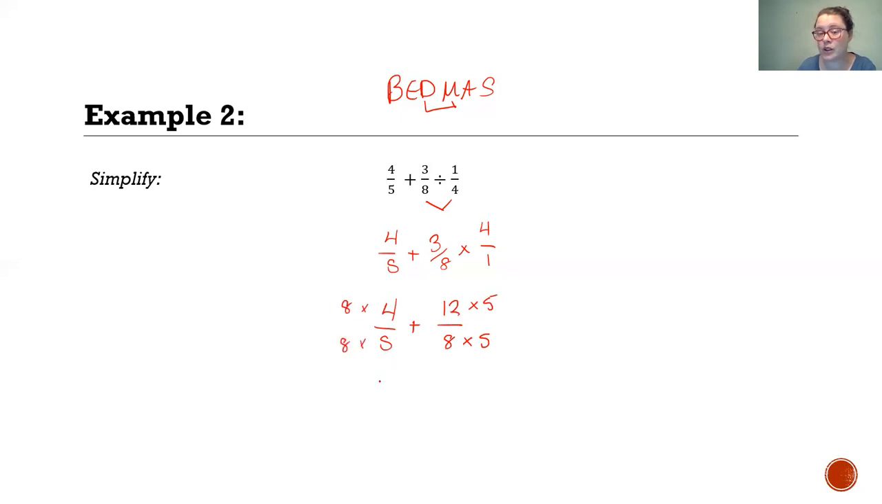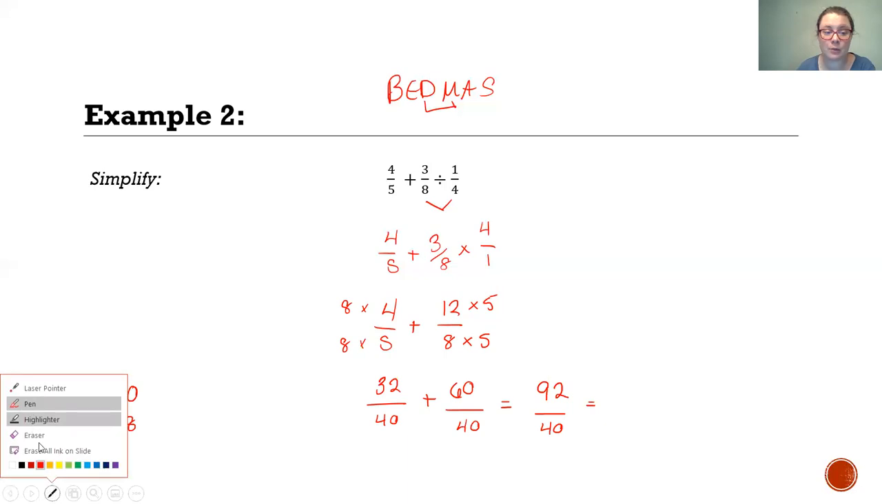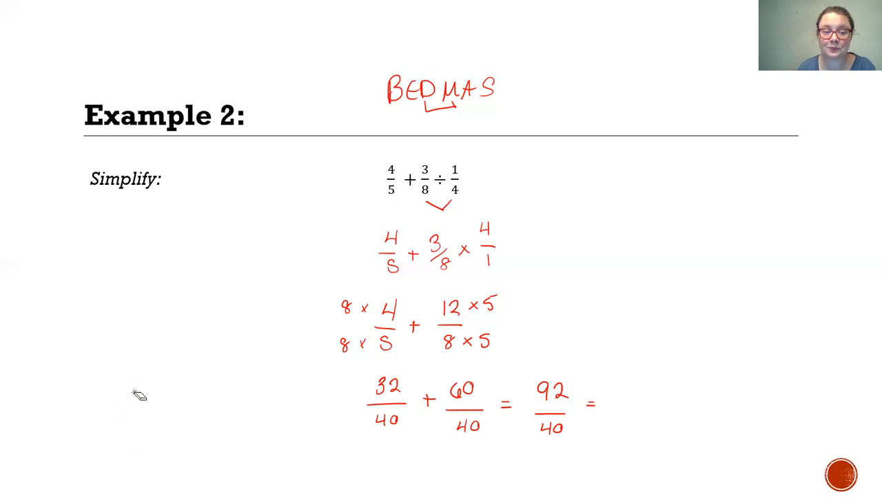So 8 times 4 gives me 32. 8 times 5 is 40, plus 12 times 5 happens to give us 60, and 8 times 5 is again 40. Combining this together, 32 plus 60 leaves us with 92 over 40. Let's think. In 92, there's 2 sets of 40. So 40 minus, oops. Let me just write what I'm thinking instead of what I'm speaking.